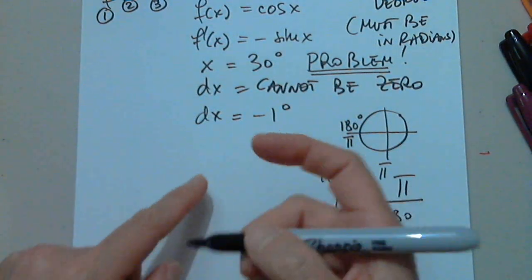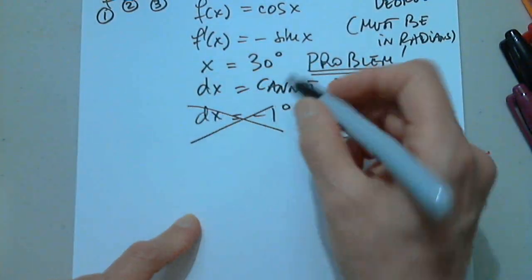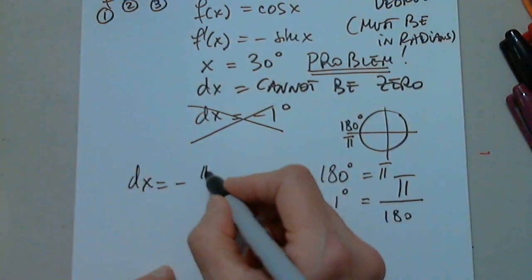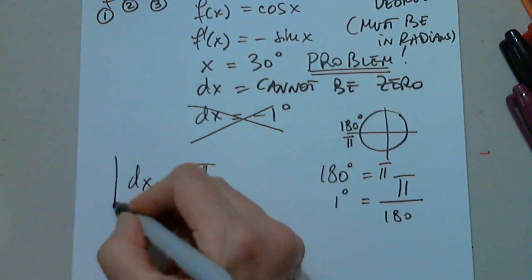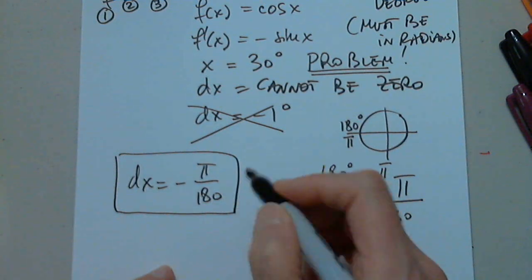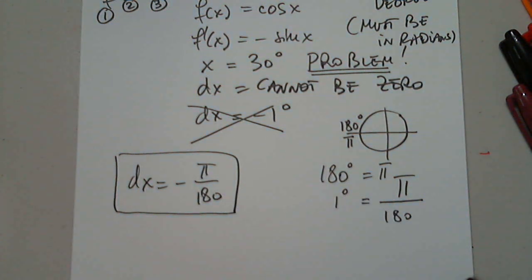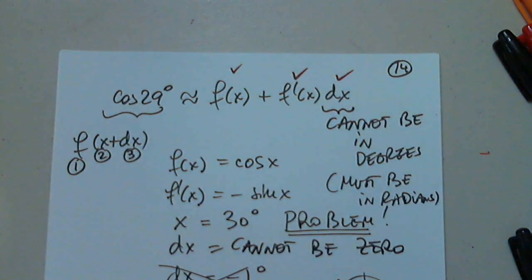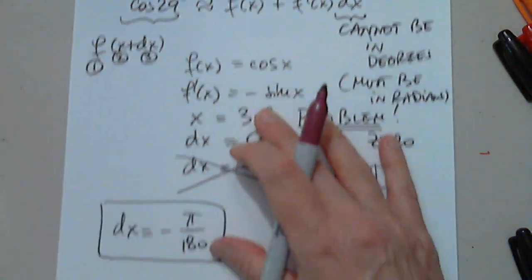So this, please do not use it in degrees. Don't cross it out like that. I'm trying to make a point. This will be negative pi over 180. Please remember that. Now we have all pieces. I have this, I have this, I have this. That's all I needed. So now let's write it.